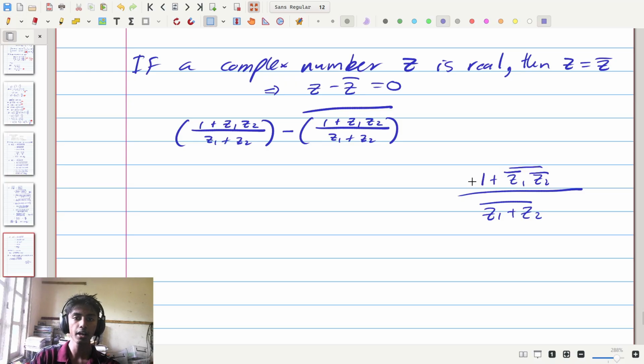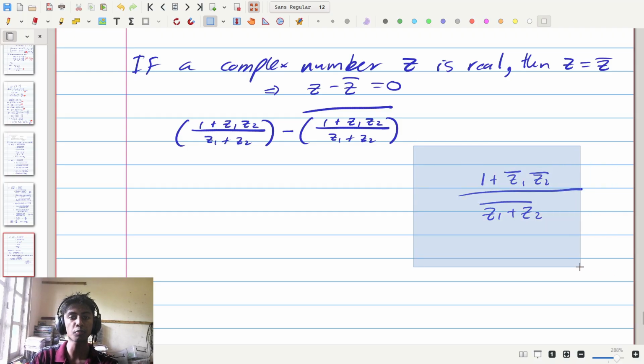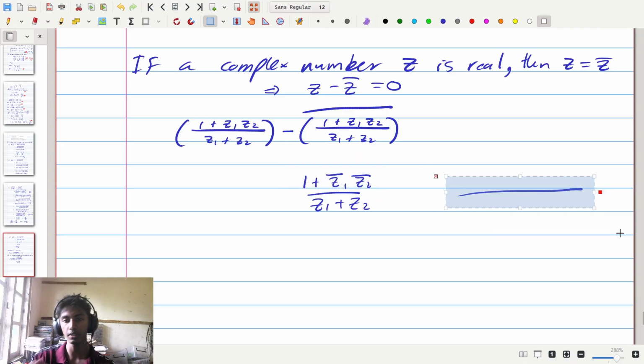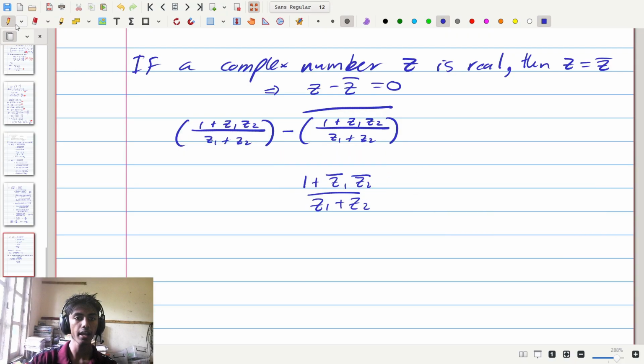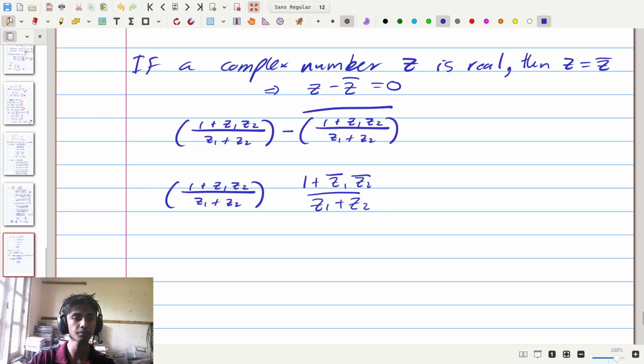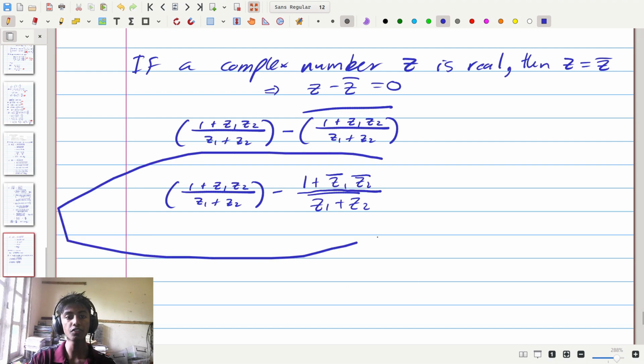And after that, I'm going to take this value and substitute it in instead of the expression that we have over there. So substituting this in, we can see we have this expression for this number, and then we have the other number as it is, as this expression right here. So we have that minus 1 plus z1 conjugate times z2 conjugate divided by z1 plus z2 conjugate. So this is the expression we get.